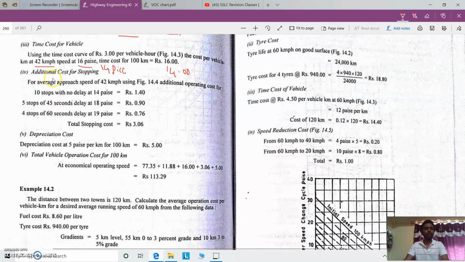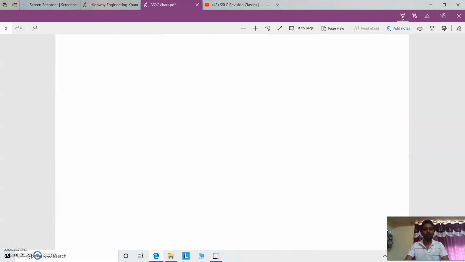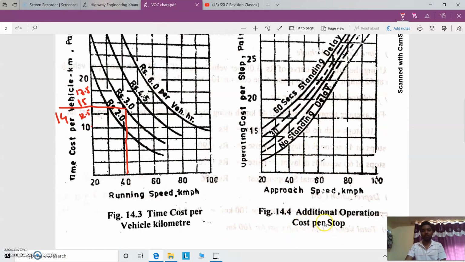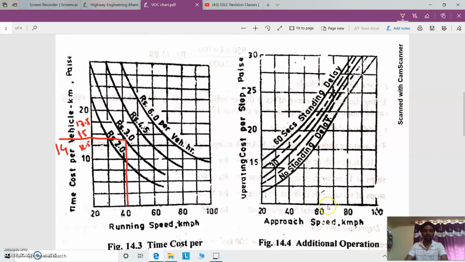And next one is the additional cost for stopping. In the question they have given that the vehicle is stopped in 3 stages: 10 stops with no delay, 5 stops with 45 seconds delay, and 4 stops with 60 seconds delay. And how much cost will be applied for each stop will be measured by observing chart number 14.4 here. In 14.4, the additional operation cost per stop is given.